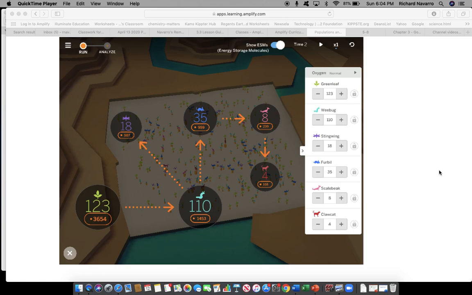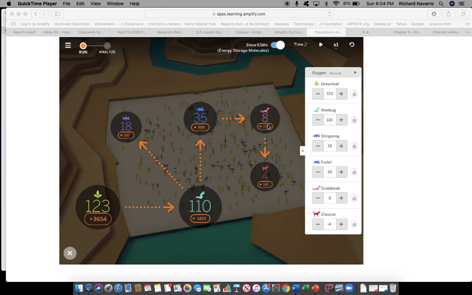First thing to note is that we are trying to increase the clawcat population, which is down here. In order to understand how we would want to do that, we would need to understand the food web. So let's go all the way back to the very base, the primary resource population for all organisms on this web, which would be the green leaves. So the green leaves are food for the wee bug. The wee bug is food for the stingwing and for the furball.